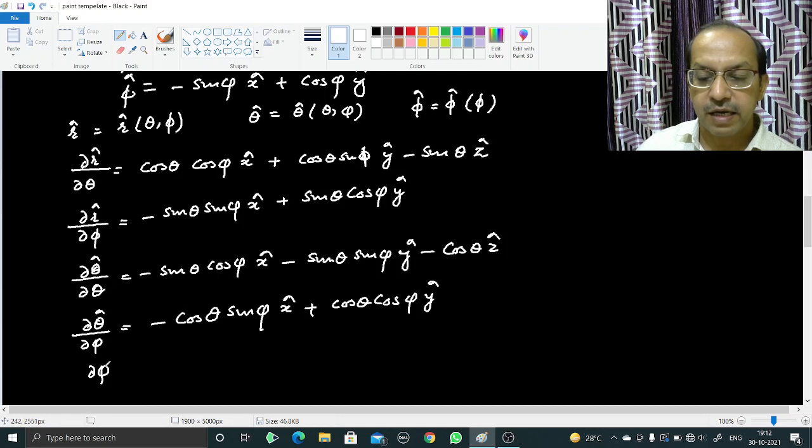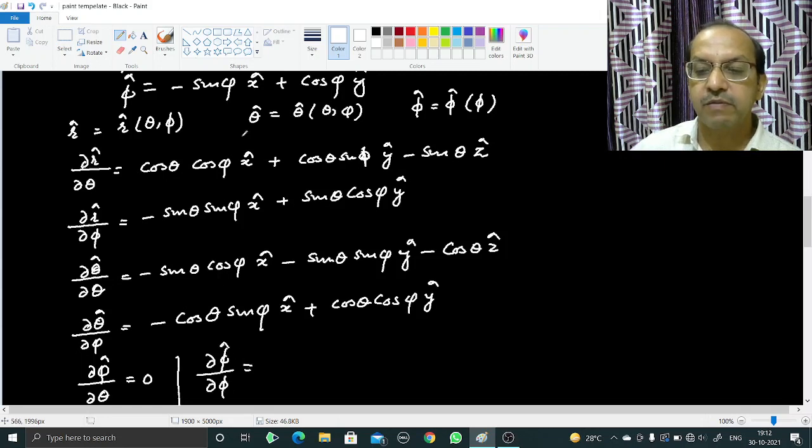And del phi cap, del theta will be 0, because phi cap is not a function of theta. Also del phi cap, del phi will be equal to minus cos phi x cap minus sin phi y cap.